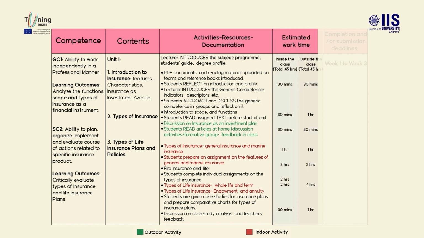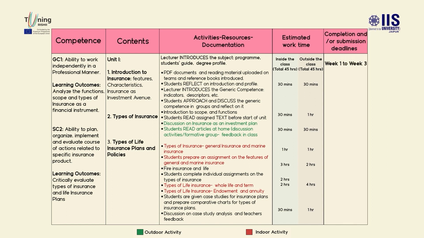The next part of the student work plan includes the division of the total time given to the paper, which is 90 hours in this case. 45 hours are given for classroom activities and lectures and 45 hours are for the activities outside the classroom. The division of the time taken might vary depending upon the subject.